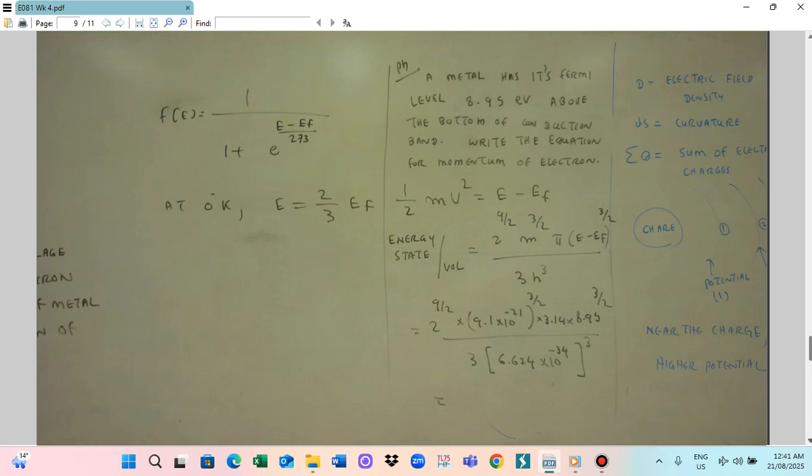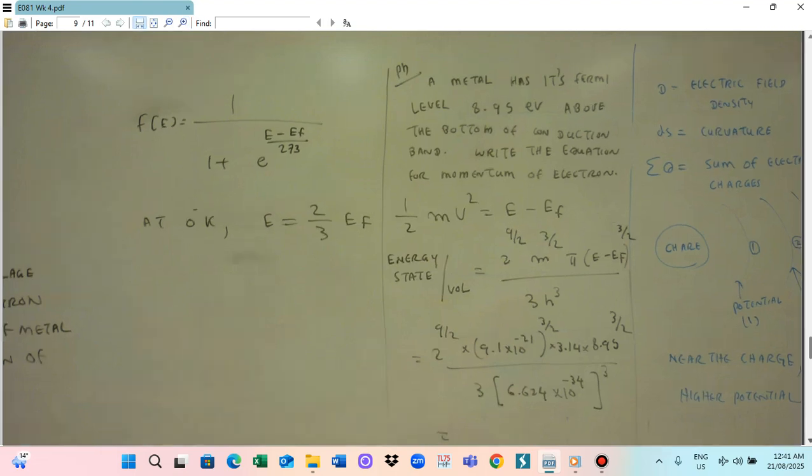The next problem is a metal. A metal has its Fermi level 8.95 electron volt above the bottom of the conduction band. Write the equation for the momentum of the electron. The equation for the momentum can be calculated. The general equation is half mv square is equal to E minus EF.